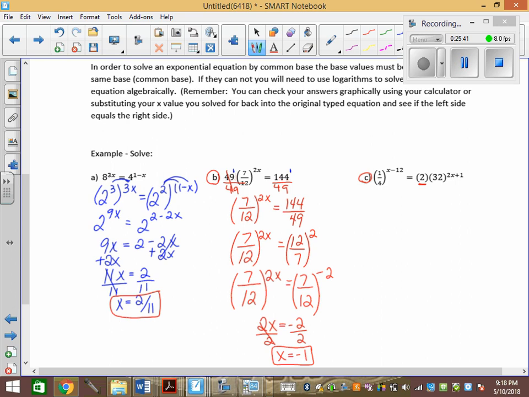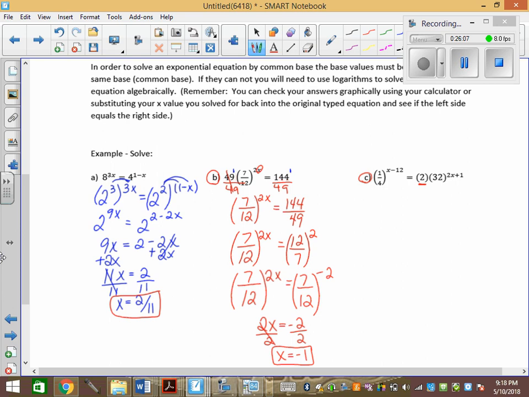I can check it algebraically by just plugging it back into the original. When I plug it back in for the x here, I'm going to get 7 over 12 to the negative 2, which is 12 over 7. And when you multiply them out, well, 12 over 7 to the negative 2, when you multiply by 49 and then reduce it, you get 144. So they do work.